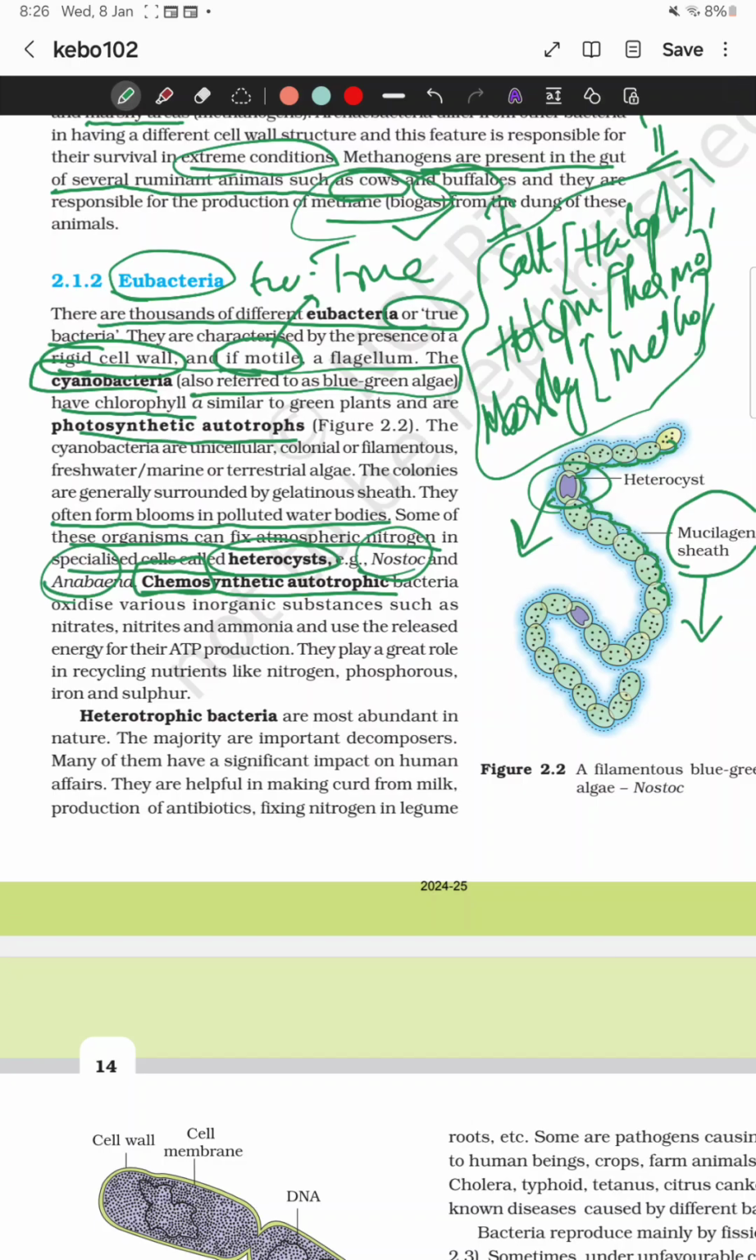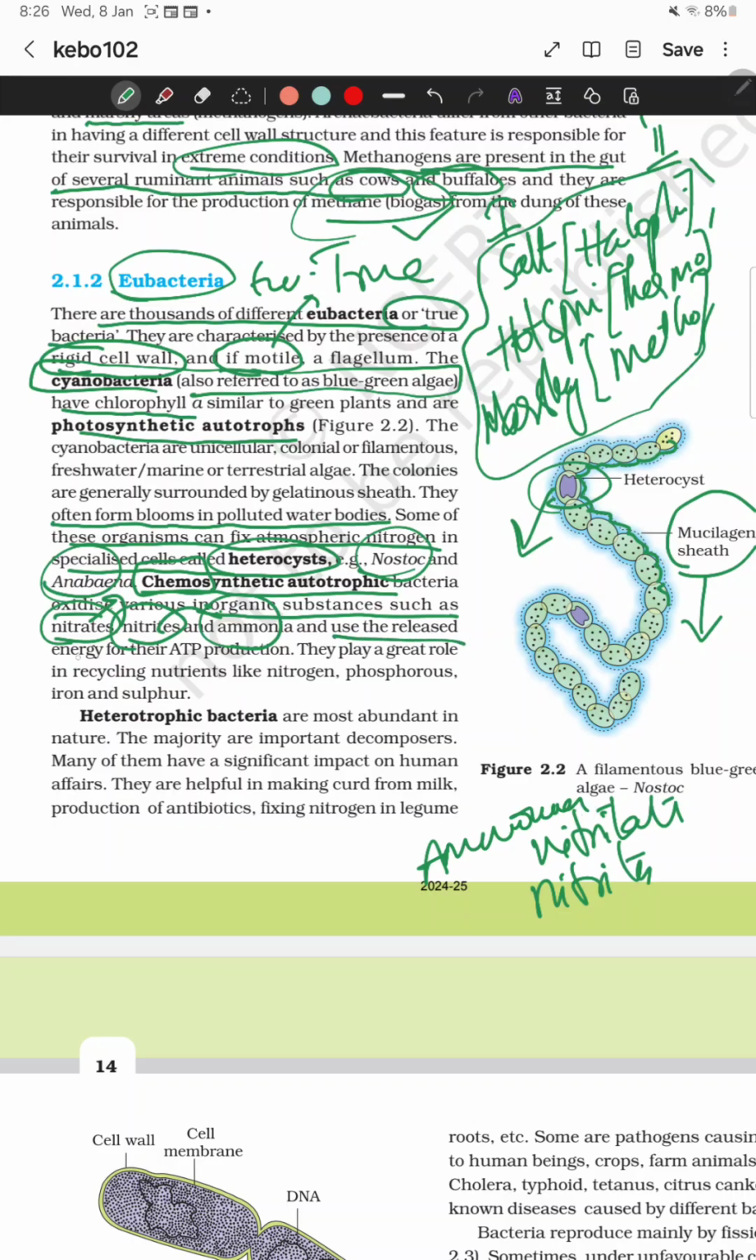Chemosynthetic autotrophs: chemo means chemical. They utilize chemicals and perform a process which oxidizes inorganic substances, like ammonia to nitrites, and nitrites to nitrates. They use the released energy for the production of ATP. So they play an important role in recycling nutrients like the nitrogen cycle, phosphorus cycle, and iron.